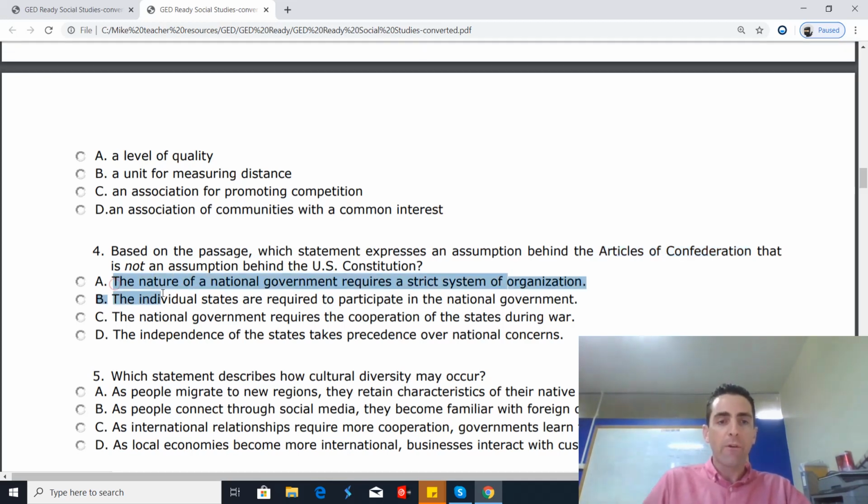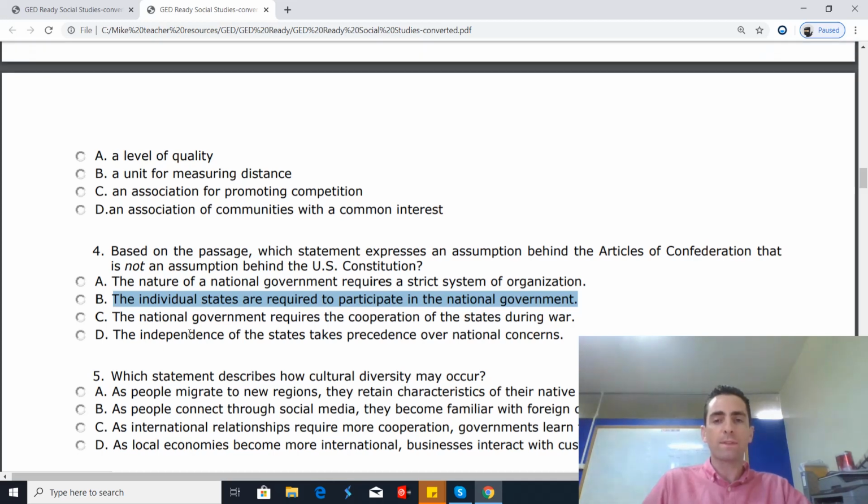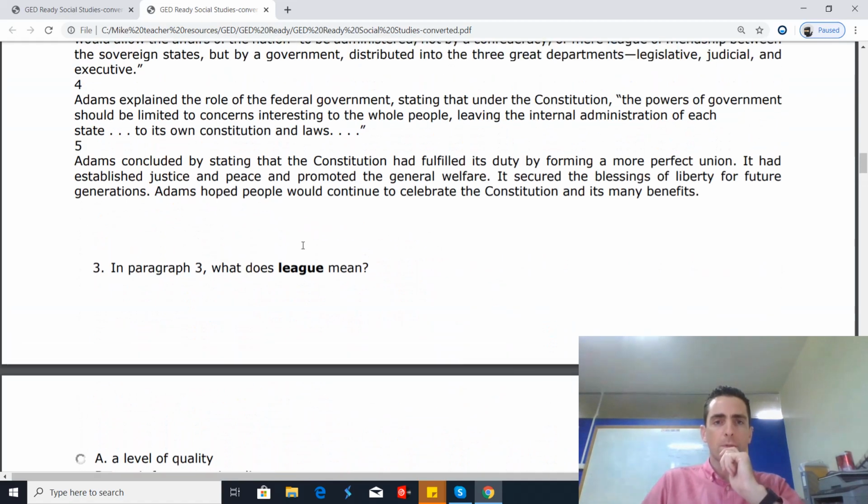So let's read closely. The nature of a national government requires a strict system of organization. I think that would be in the Constitution for sure. The individual states are required to participate in the national government. Okay. The national government requires the cooperation of the states during war. Okay. The independence of the states takes precedent over national concerns. Okay. Let's double check again.